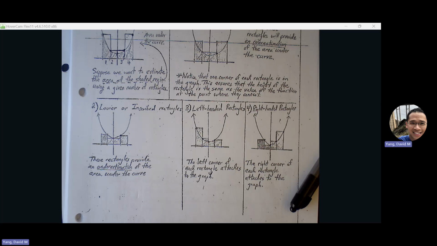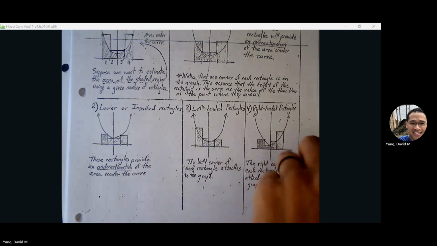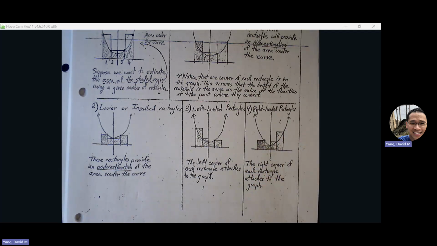Okay, so on the next page, we're just going to be drawing these rectangles, finding the areas of these rectangles, adding them up, and calling it an approximation. We don't have to ever worry about how accurate our approximation is. We just have to be able to find the types of approximations that the problem is asking us to find.